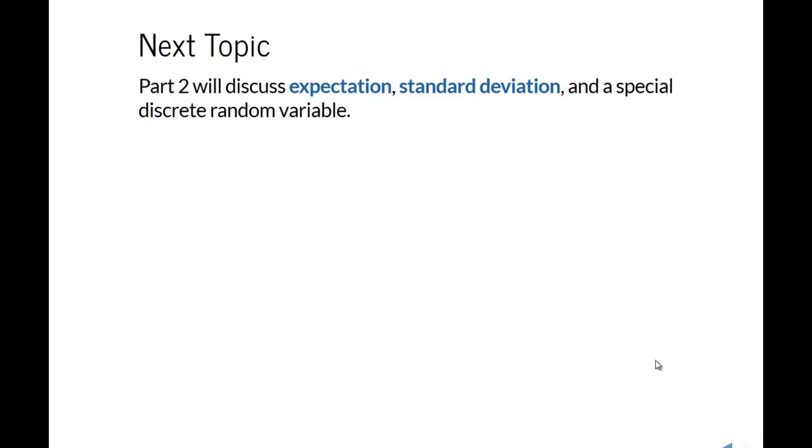That's it for part 1. In part 2, we'll discuss expectation, standard deviation, and a special type of discrete random variable.